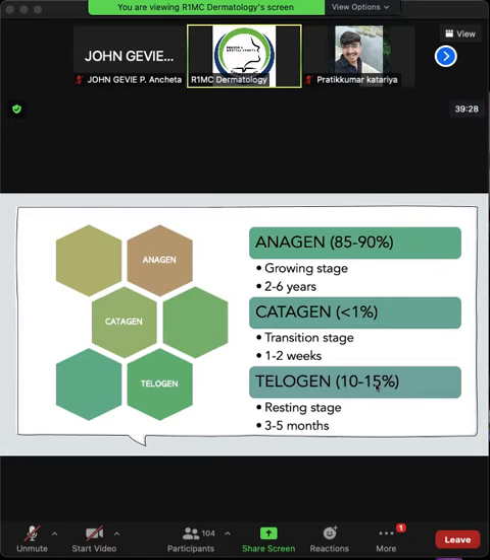These are your resting hairs, which remain in the follicle for variable periods before they are shed. We also have your tenogen, which is the lag period between the loss of your telogen hair and the growth of your new anagen hair.